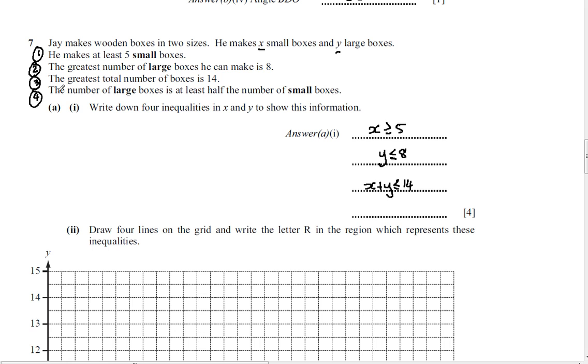And number 4, the number of large boxes is at least half the number of small boxes. So Y must be greater than or equal to half of X. Half the number of small boxes.